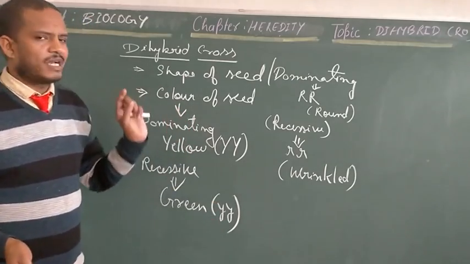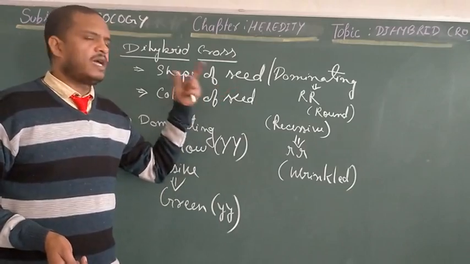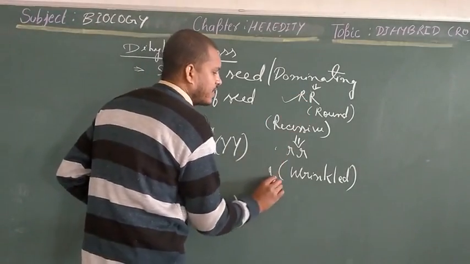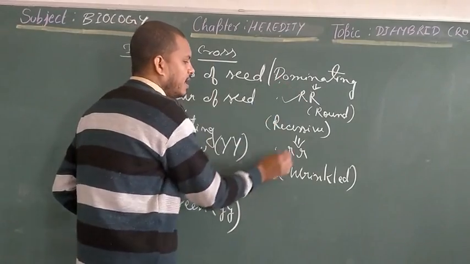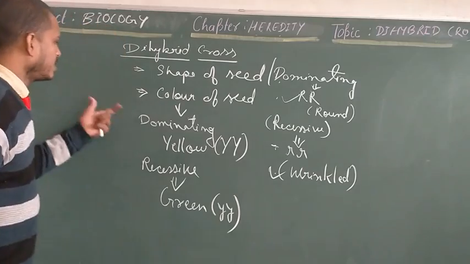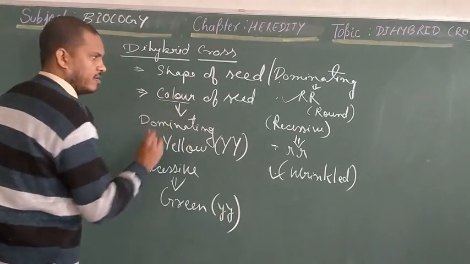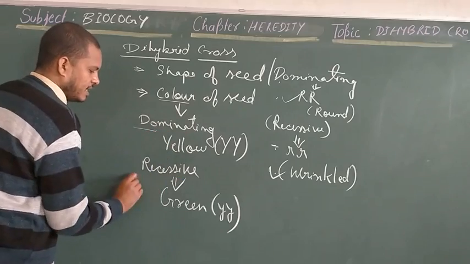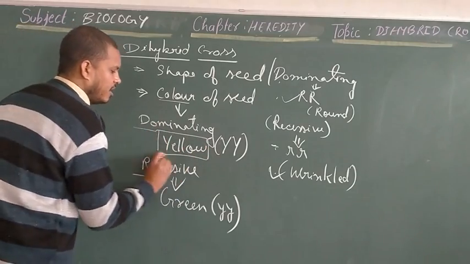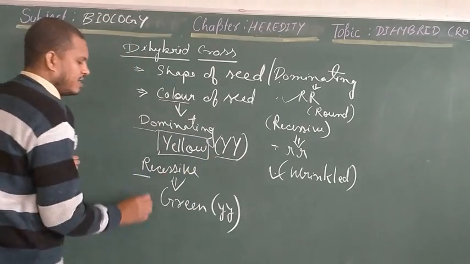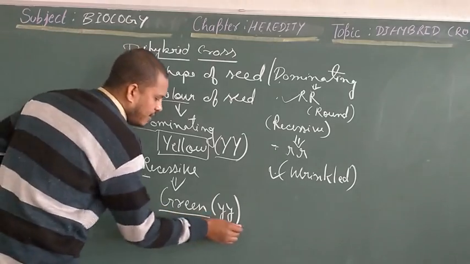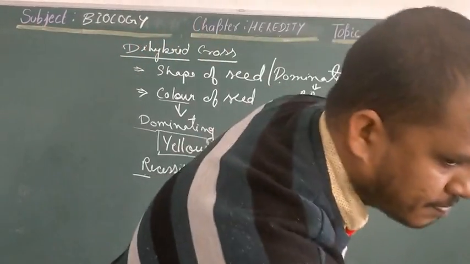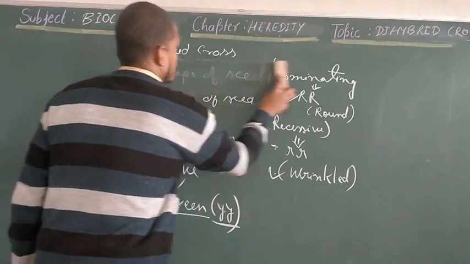So what are the two characters chosen? One is the shape of the seed, with contrasting features round and wrinkled. Got it? Round is dominant and wrinkled is recessive. Another trait chosen by Mendel is the color of the seed. Yellow is dominant, represented by capital Y, and green is recessive, represented by small y. So we have the parents and their types. Now we will start the cross.